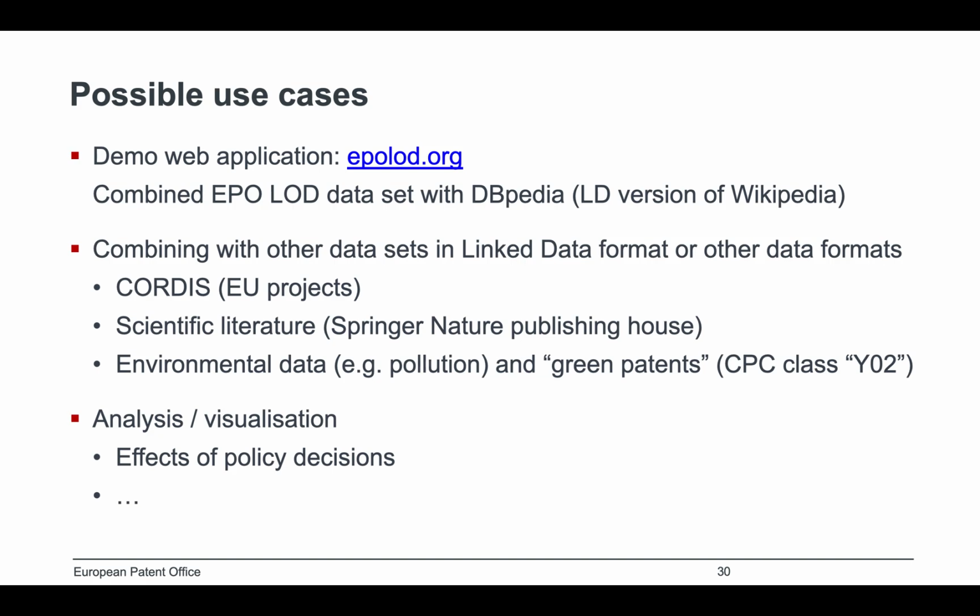epolod.org. But I can imagine that CORDIS is very interesting, which is, to my knowledge, not a linked data format, but nevertheless, you could combine patents and EU projects. So which EU projects have triggered the creation of some patents? Or scientific literature, the publishing house Springer Nature published all their bibliographic data for free as linked data. That's my knowledge. You can combine it with environmental data, whatever you think makes sense. Visualization, of course, is possible.